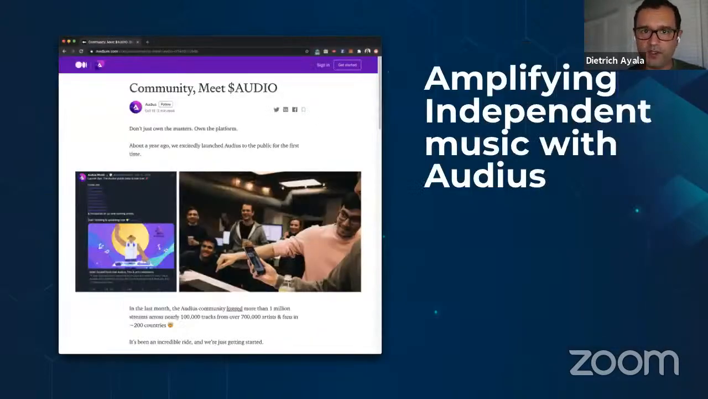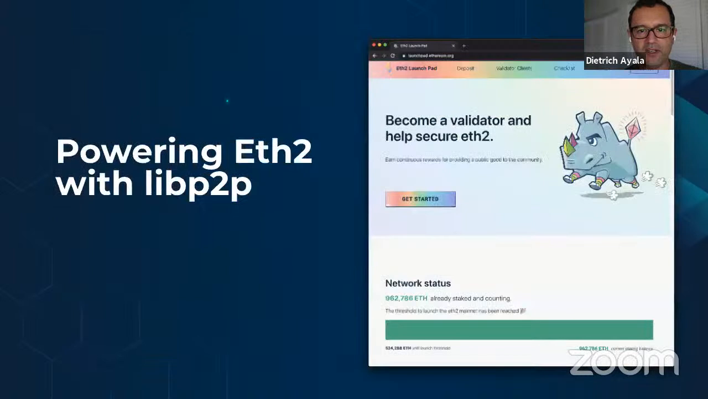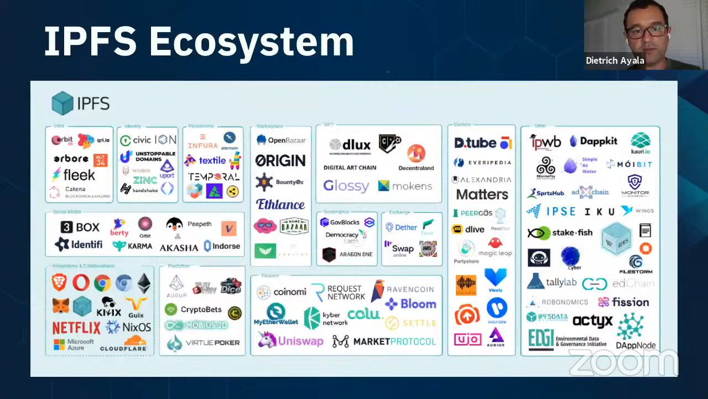Audius, with the audio token, a decentralized IPFS-based Spotify, where not only do artists have more power, but even players just listening to music can earn and be part of the network. And Ethereum too, using libp2p at its core as the networking infrastructure for us, supporting these use cases really strongly. And again, an example of where some of those tools that we're building at Protocol Labs are not just IPFS and Filecoin, but supporting other larger ecosystems as well. Really a lot of projects in this world.